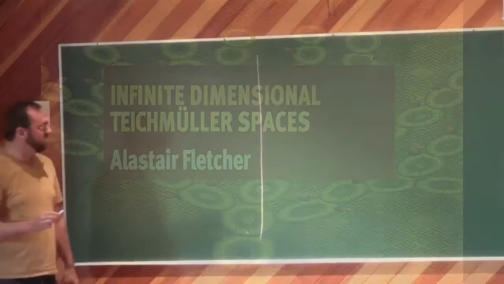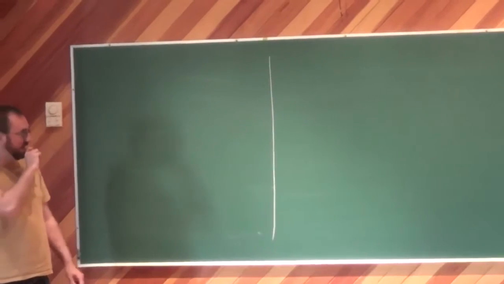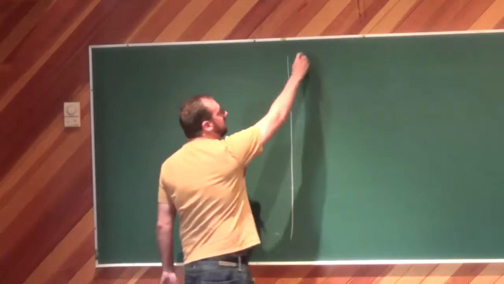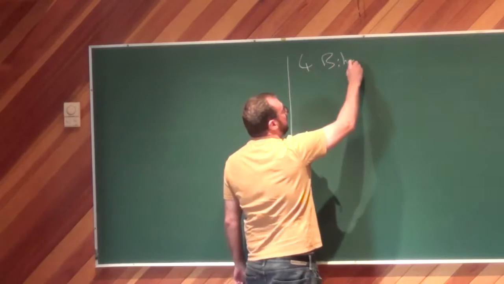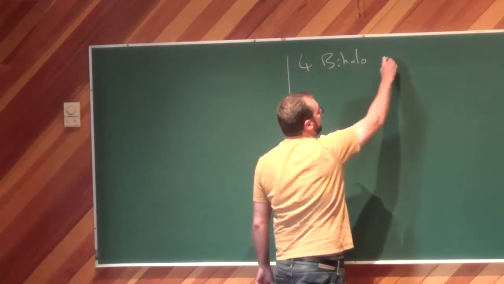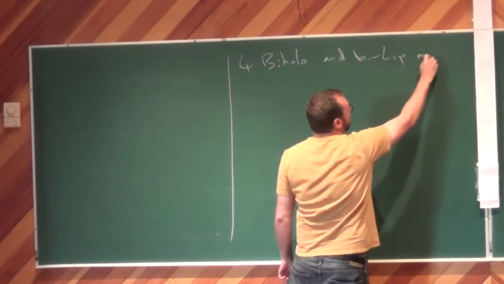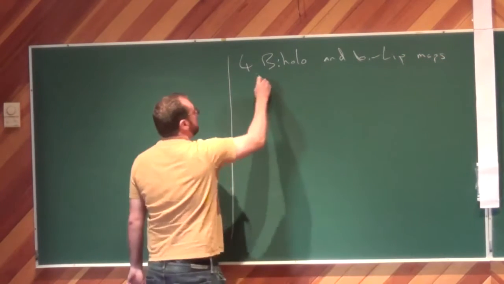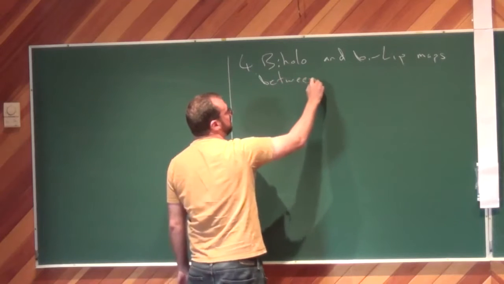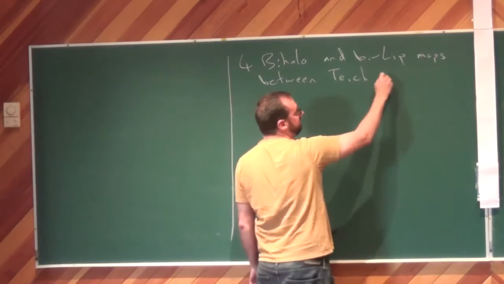This is lecture 4 on infinite dimensional Teichmüller spaces, and we're going to focus on biholomorphic and bi-Lipschitz maps between Teichmüller spaces.